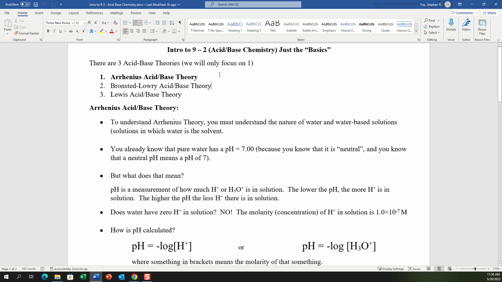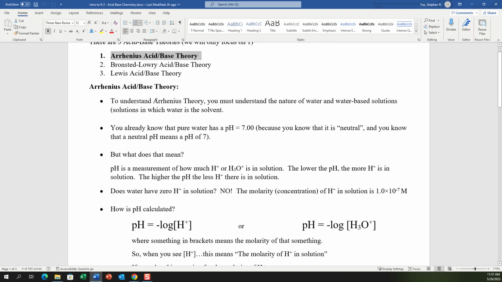But we're only going to focus on Arrhenius theory. The reason is that this theory focuses strictly on water-based solutions. Arrhenius acid-base chemistry only happens in solutions where water is the solvent. So what we have to start understanding is some characteristics of water, and what makes a water-based solution acidic versus basic or neutral. That's really what we're going to focus on.